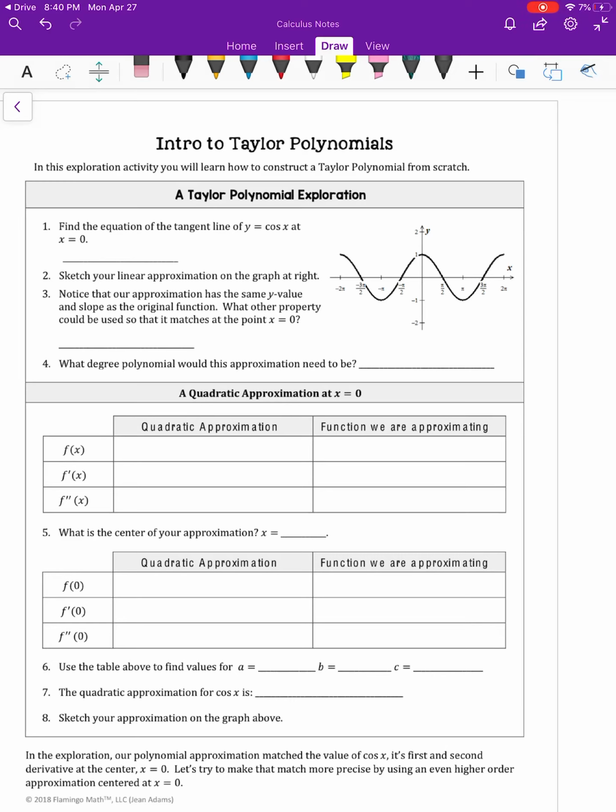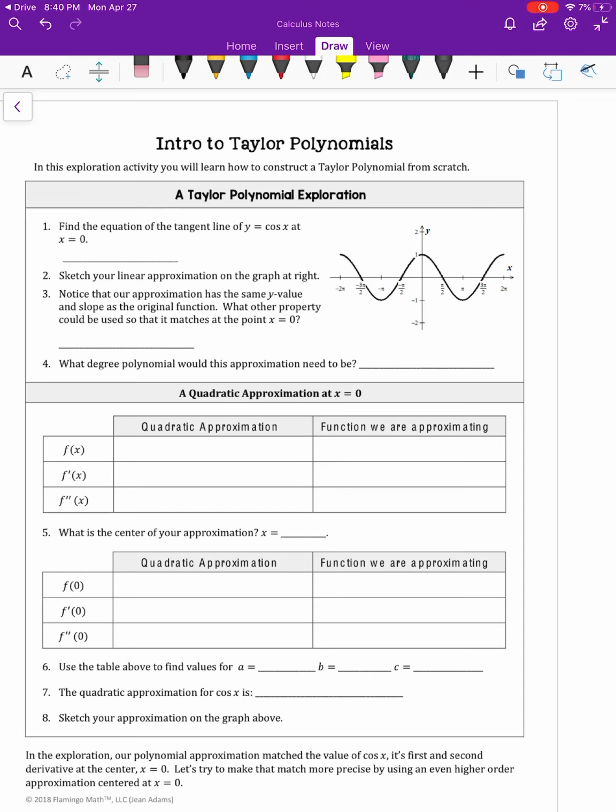Okay, this is Intro to Taylor Polynomials. It's in between 10.1 and 10.2. It's just 2 pages, but I decided I was going to do this by itself. So we're just going to have this video, Intro to Taylor Polynomials.